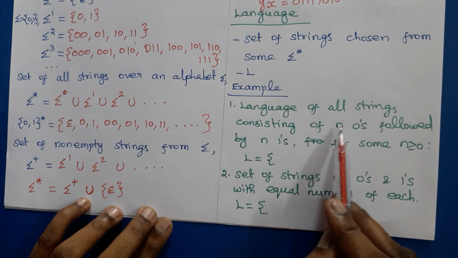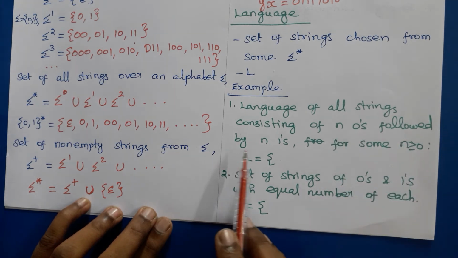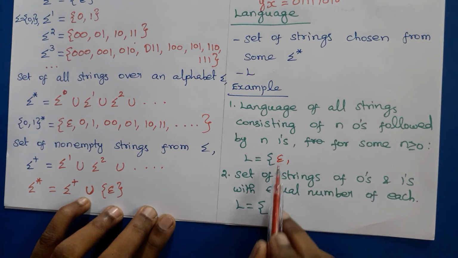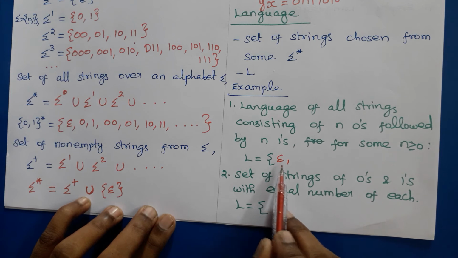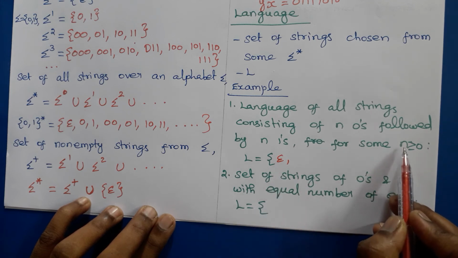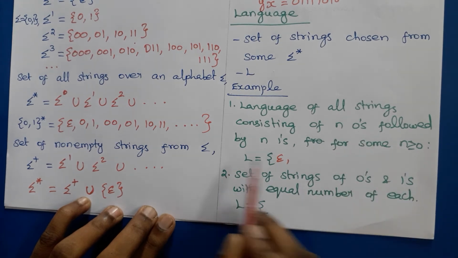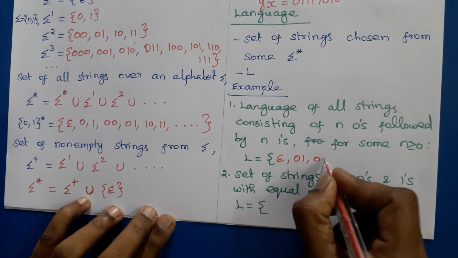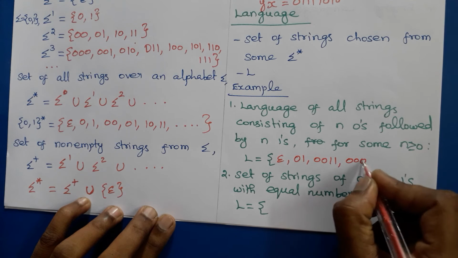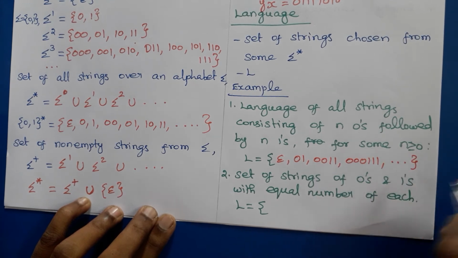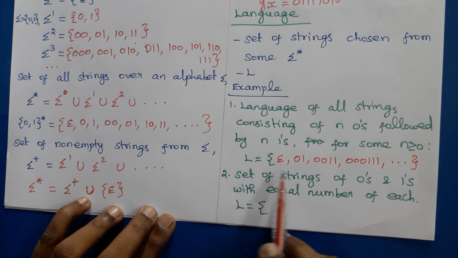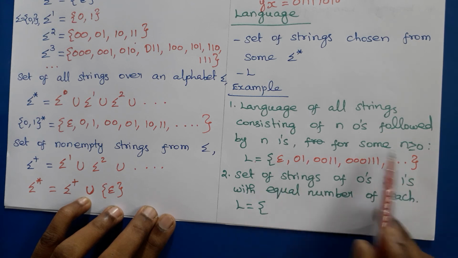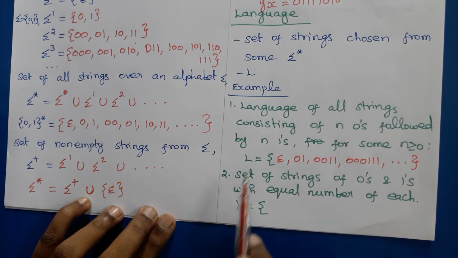So if we consider n as 0, 0 zeros followed by 0 ones means the string with no symbols, so epsilon. Then consider n as 1: 1 zero followed by 1 one, so 01. Then 2 zeros followed by 2 ones, so 0011. Then 3 zeros and 3 ones, etc. So this language represents epsilon, 01, 0011, 000111, etc. So these are all the set of strings in this particular language.